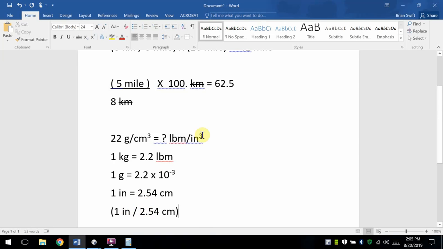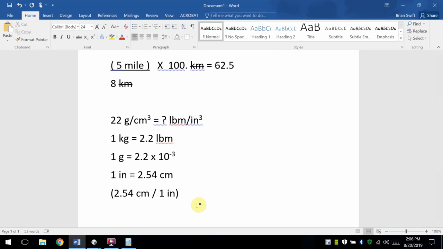Oh, I'm sorry. We're not removing inches cubed in the denominator. We were removing centimeters cubed in the denominator. So we've got to use this: 2.54 centimeters divided by 1 inch. So by multiplying this each time, it's going to take a centimeter out of the denominator and replace it with an inch. And we want to get rid of the gram and make it a pound mass.